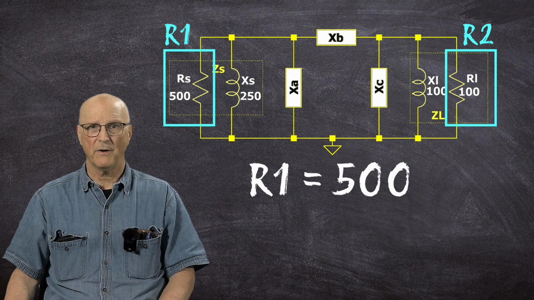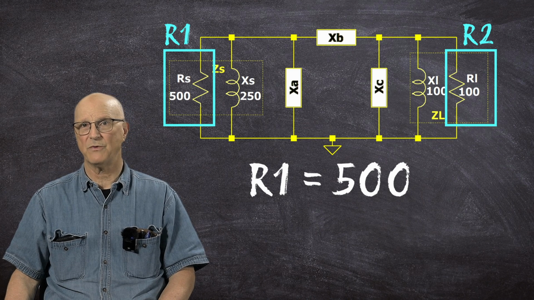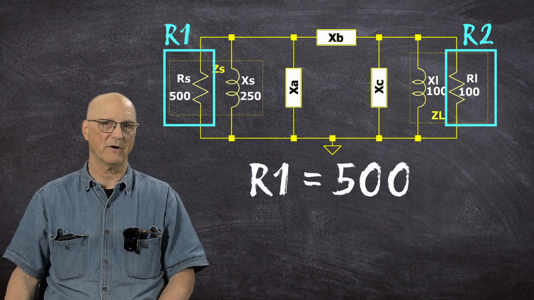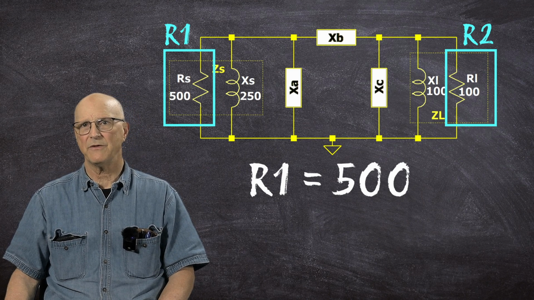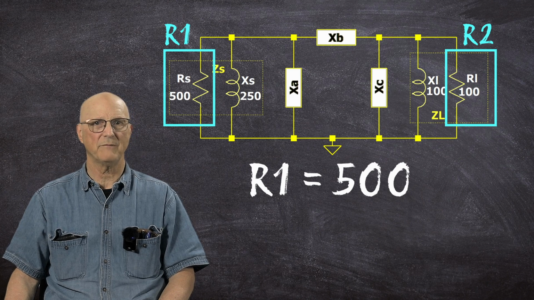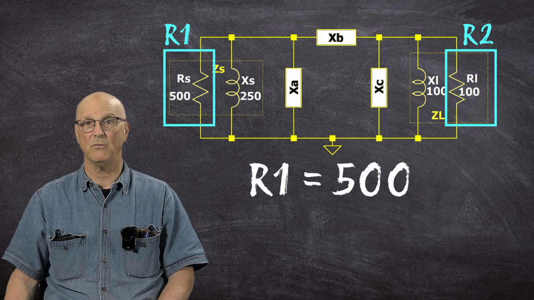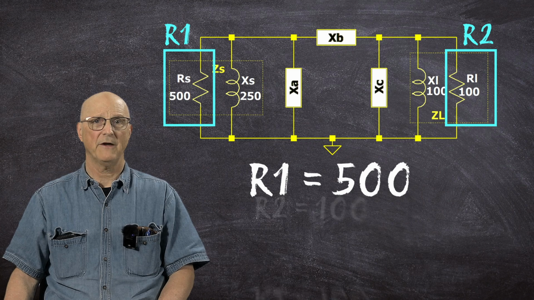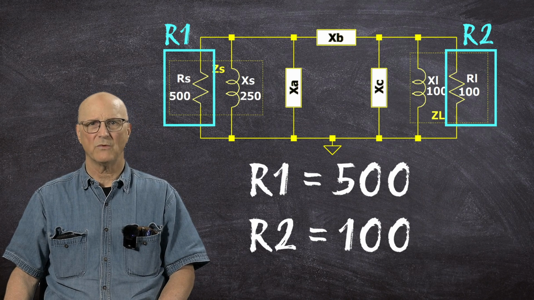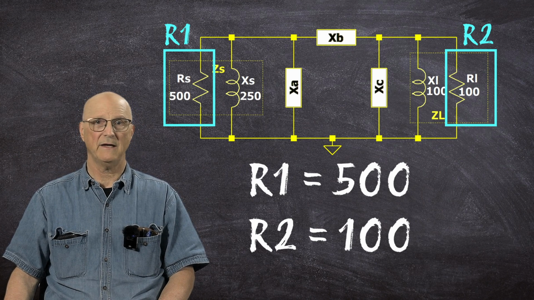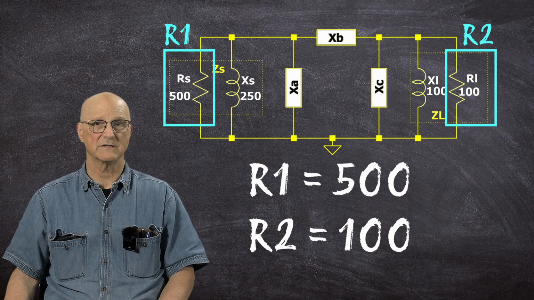R2 is the real part of the impedance associated with the output side of the matching network. Like the source side, this is the parallel equivalent resistance of our load impedance, which we calculated to be 100 ohms. Therefore, R2 is equal to 100 ohms. We will be calculating X1, X2, and X3 with our equations.